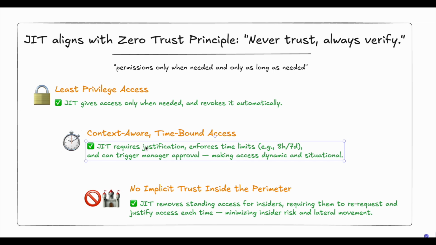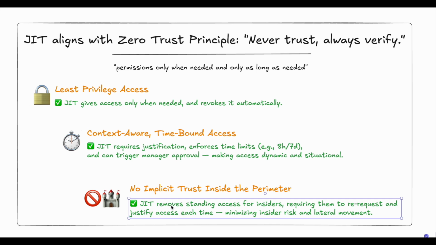You can tie access to time windows, justifications, or even approvals, depending on the risk level. And finally, it removes implicit trust inside your environment. Just because someone has a login doesn't mean they should have access to production. JIT makes access explicit, temporary, and verified, and that ultimately reduces your insider risk and the risk of lateral movement. So whether you're a developer or a security leader, JIT is a simple and powerful way to keep your accounts safer and more aligned with modern cloud security standards. Okay, so now let's see how we can set up our JIT system in GCP.